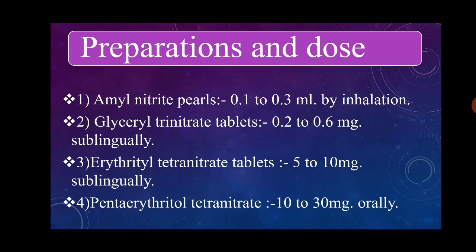Then the third preparation is erythritol tetranitrate tablet. Its dose is 5 to 10 milligram by the sublingual route. And the last preparation is pentaerythritol tetranitrate, with a dose of 10 to 30 milligram administered orally. These are the preparations and doses of nitrites and nitrates.